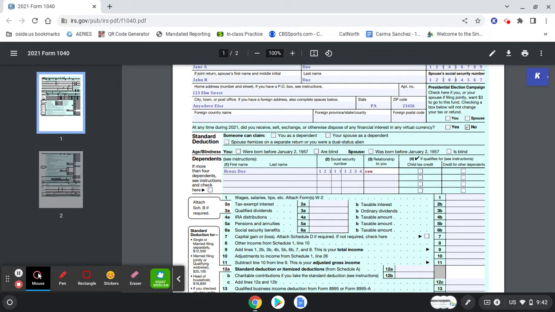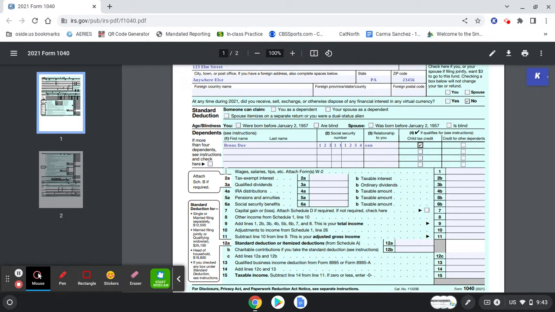Relationship to you is son. And you do child tax credit versus other dependent credit. Who would be an other dependent? That's like if you have an elderly person living with you that you can claim as a dependent because they don't earn any income and you're taking care of them. So this is a child, not an elderly person. So we're going to leave this as a child tax credit.